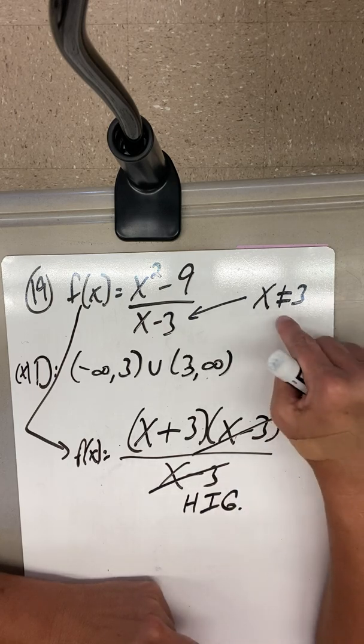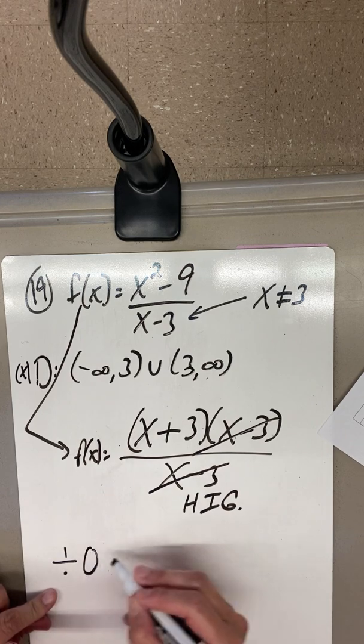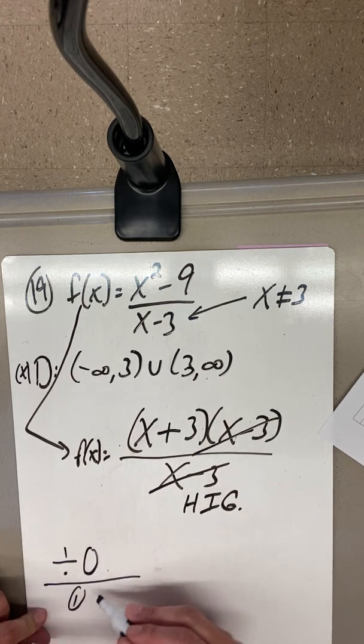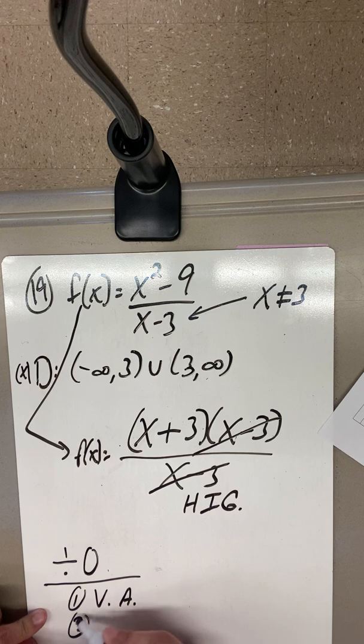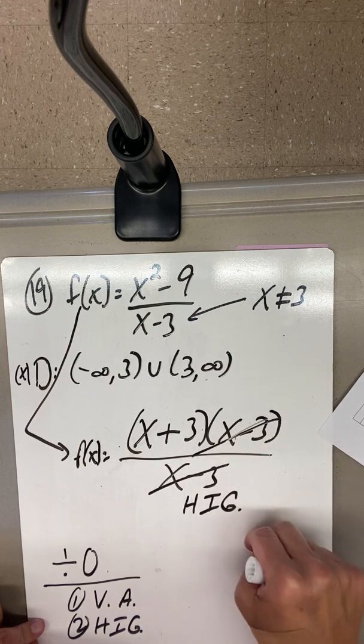When you have a restriction on your domain, that means there's one of two things happen. When you divide by 0, it's going to be one of two things happening. It's either going to be a vertical asymptote or a hole in the graph. If the factor cancels, it is a hole in the graph.